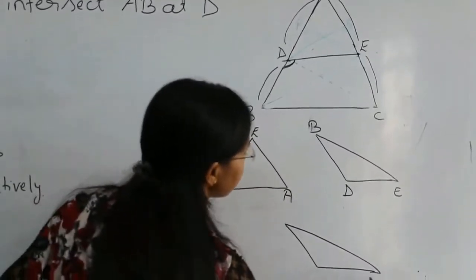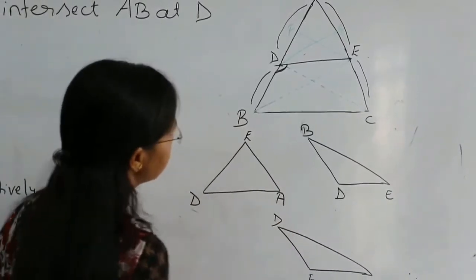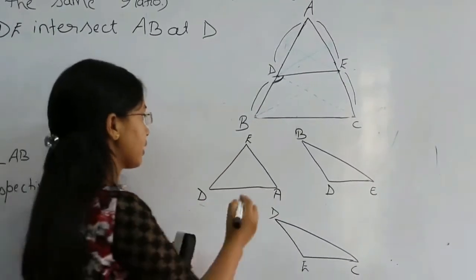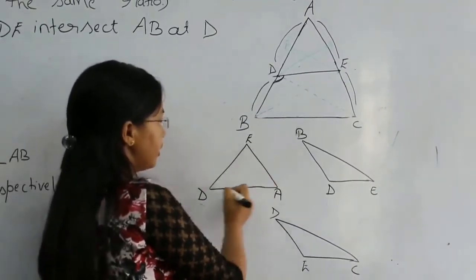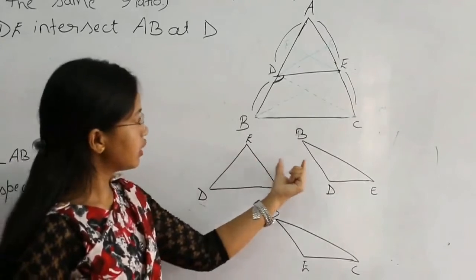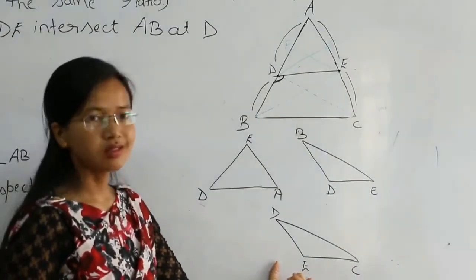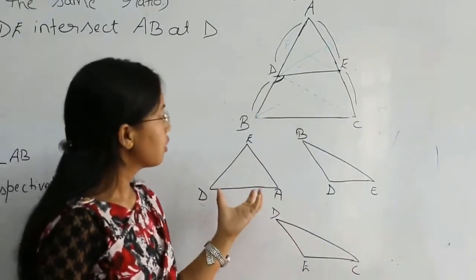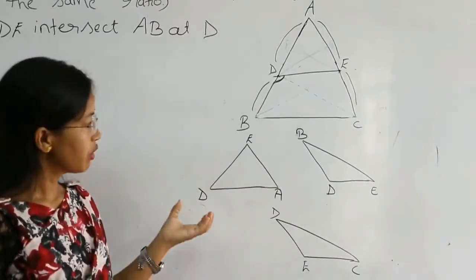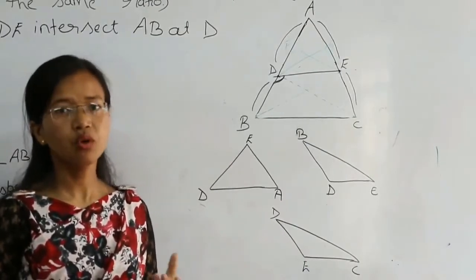So this is CE. From these triangles, first we'll take triangle ADE with triangle BDE. After that we'll take triangle ADE with triangle CDE. Alright, so in here you need to understand that we will use the area of triangles. Right. So before that, what is the area of a triangle? The area of a triangle is half base into height.